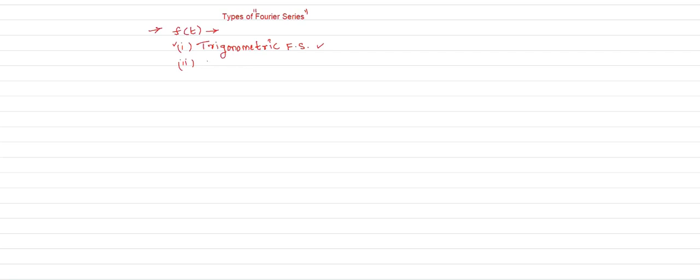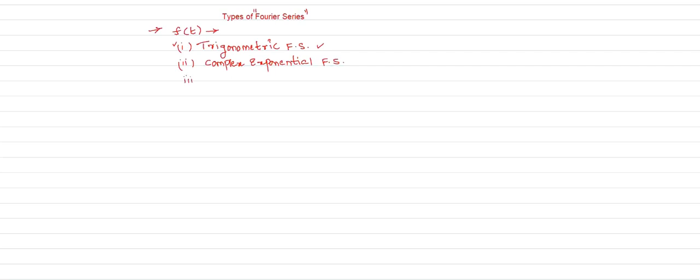So next type of Fourier series is complex exponential Fourier series. When it comes to the complex exponential Fourier series, your signal f of t is represented in terms of the exponential functions. That is your complex exponential Fourier series representation.